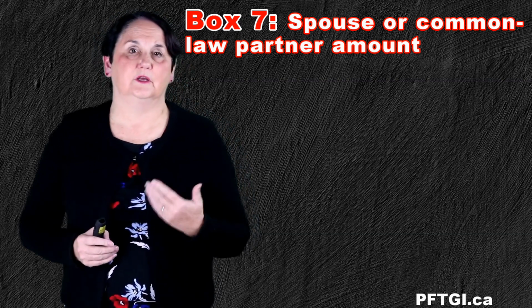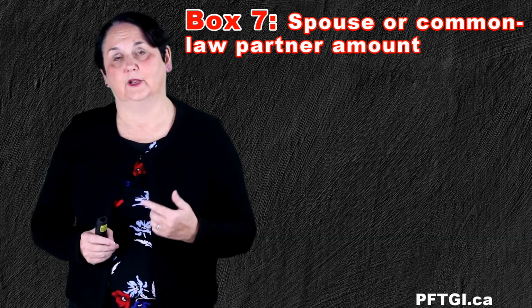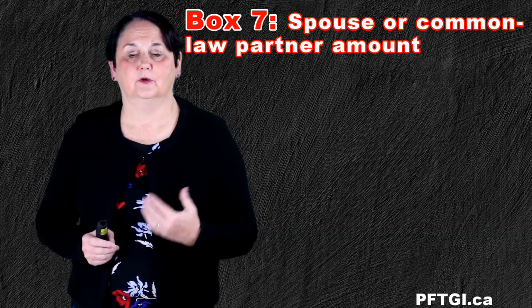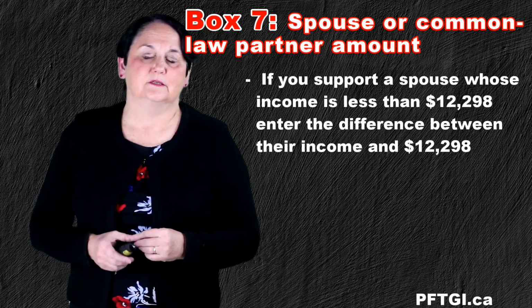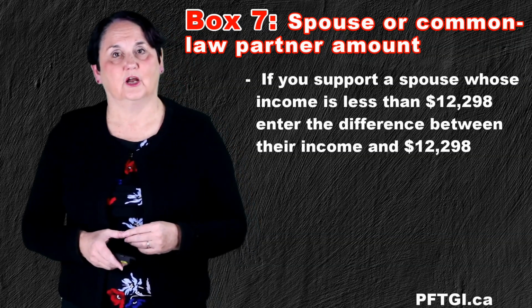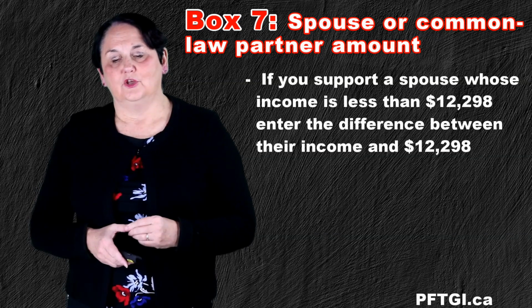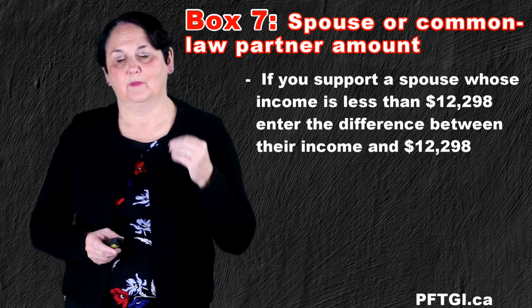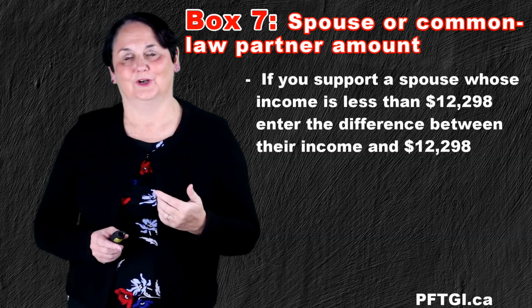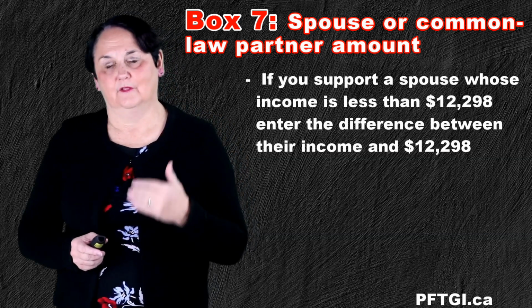Box 7 is if you support a spouse. And spouse is defined to include a common law partner, a married partner, and a partner of either gender. If their income is less than $12,298, then you will enter in box 7 the difference between $12,298 and their income.